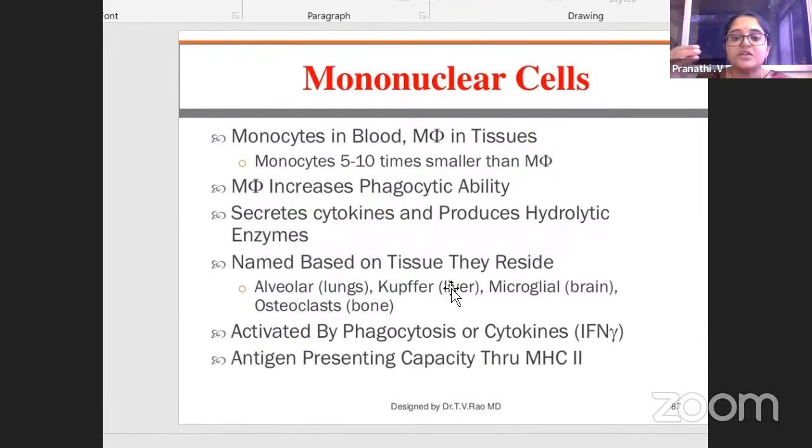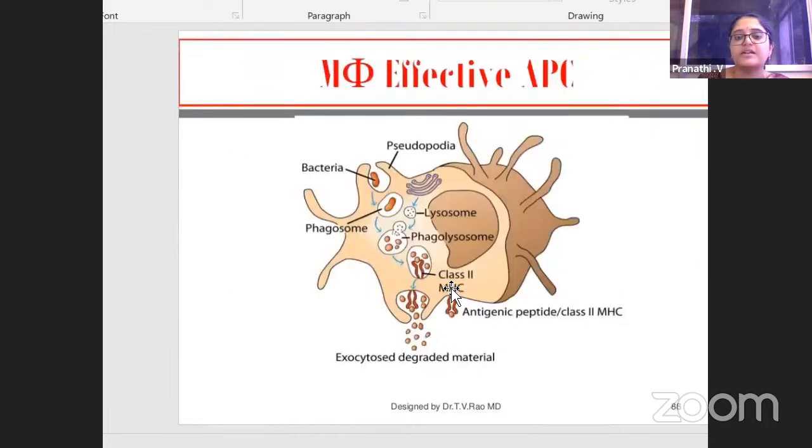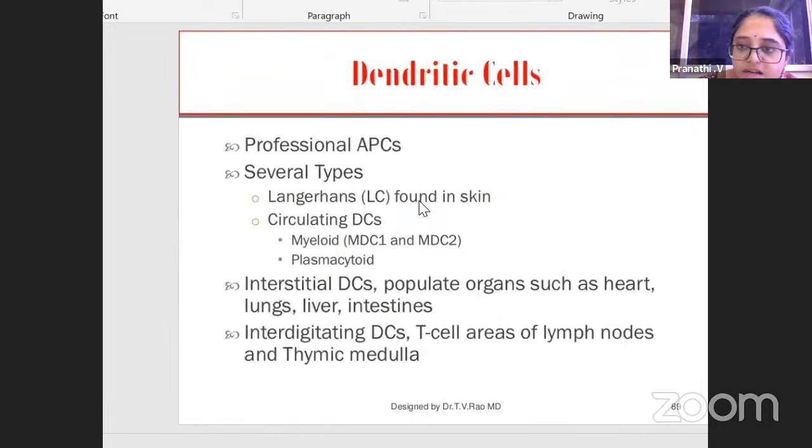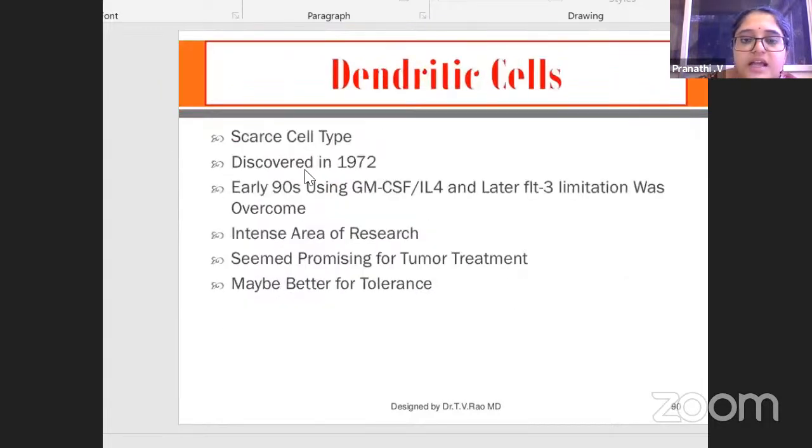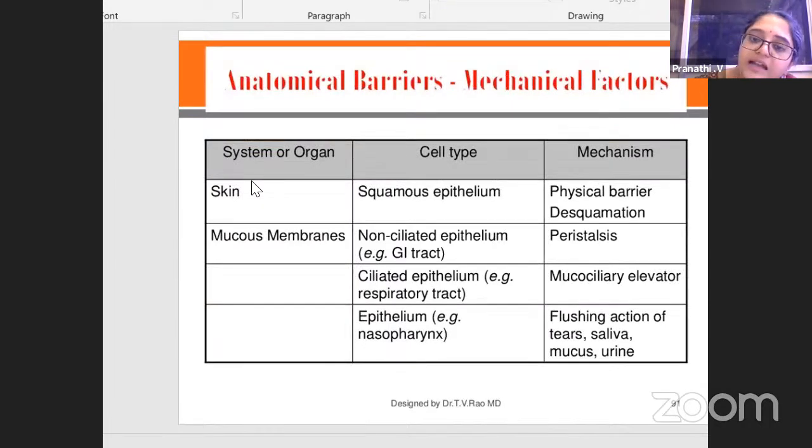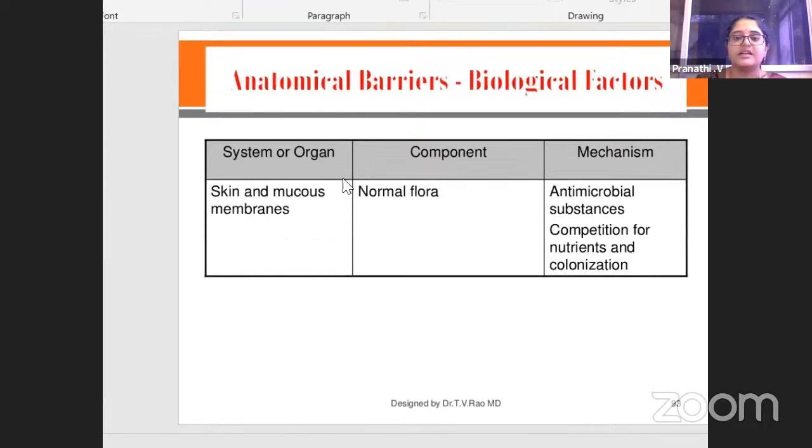Mononuclear cells, again based on the tissue that they are present in, we have already seen on the particular slide, and how the action of the mononuclear phagocyte takes place. Dendritic cells also act, and they help in tumor treatment basically. And mechanical factors are here, different kinds of epithelium, where the mechanism is desquamation or peristalsis or flushing action that is taking place, depending on the system or organ.